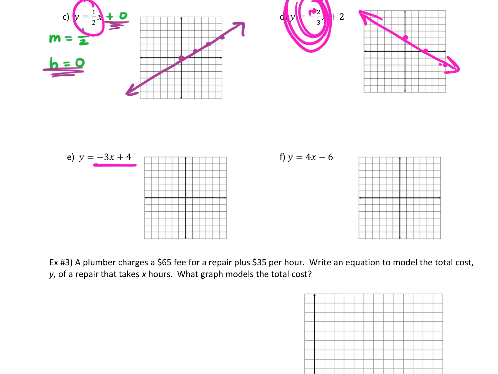Letter E. Down. It should go down. It's a negative slope, okay? Where do you move first on this one? Up 4. 1, 2, 3, 4. And then you're going to go down 3, but over 1. Remember, treat it like a fraction. So down 3, 1, 2, 3, to the right 1. Down 3 to the right 1. You get this graph. Questions on that?